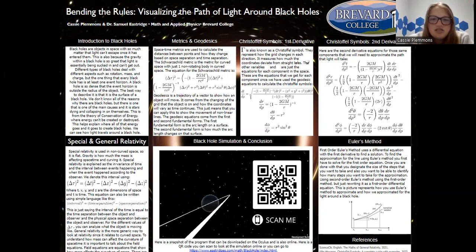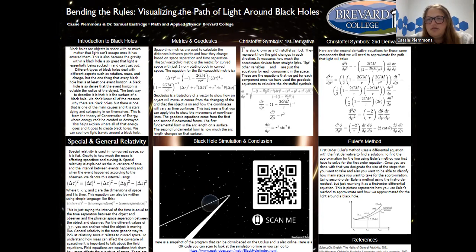Just for clarification, G is the gravitational constant, M is the mass, r is the radius, c is the speed of light, t is time, and tau is just that interval basically. Geodesics is the trajectory of a vector to show how an object will move. It comes from the changing of the grid that the object is on and how the coordinates will vary as time continues on, and it shows how much it changes pretty much.